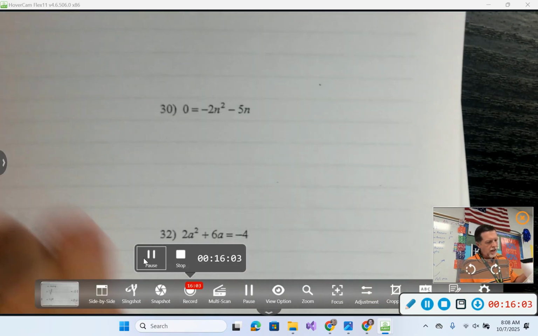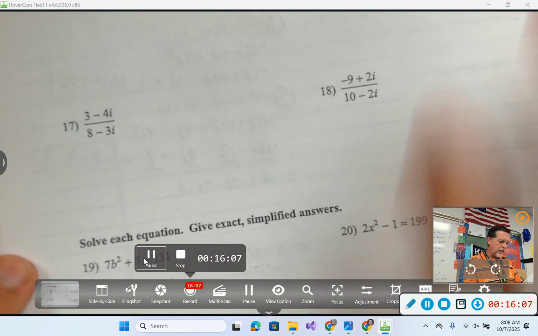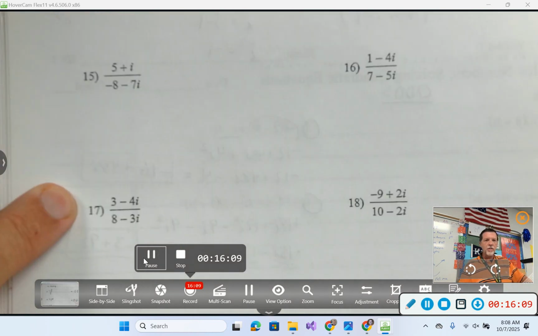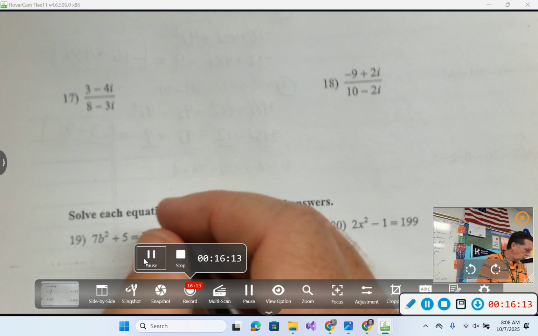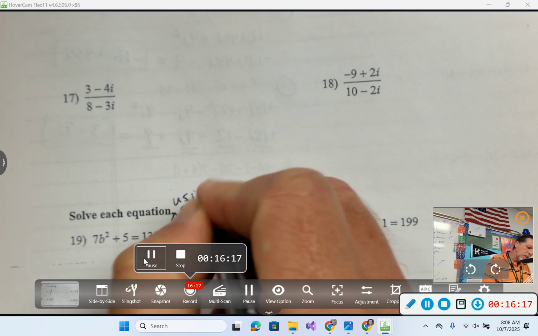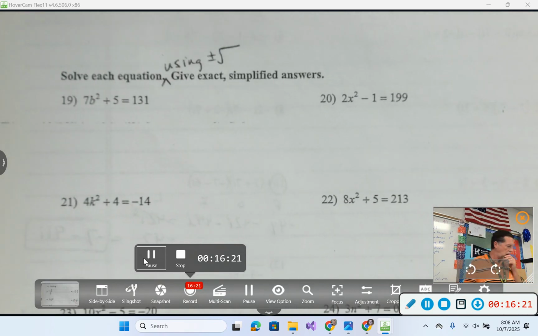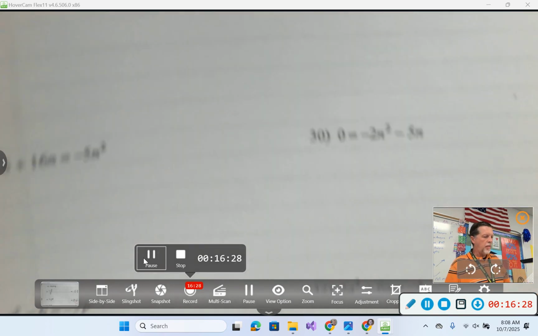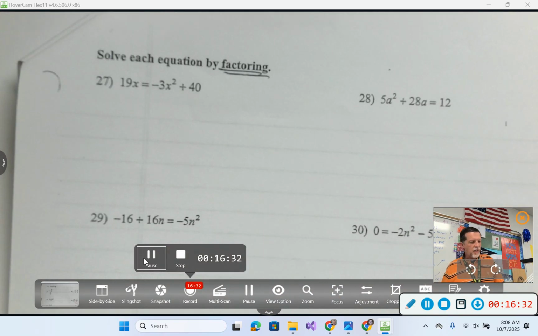Okay, looking ahead, close to time. Remember, we're only doing odds. There's some more, 15 and 17. Those would be conjugate problems. Starting at 19, you can solve using the plus or minus square root method. We did a bunch of those. And then we get toward the end and use more factoring, because we love factoring.